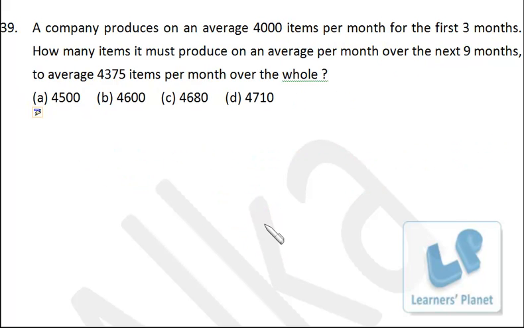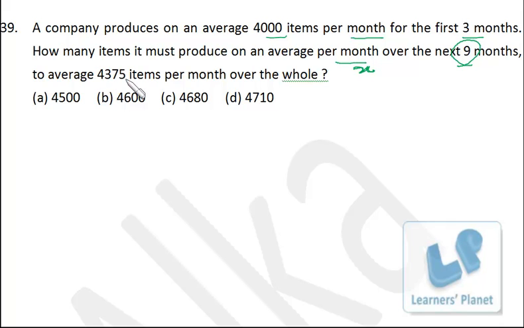Once again, a similar problem. A company produces on an average 4000 items per month for the first 3 months. How many items must it produce on an average per month over the next 9 months to average 4375 items per month over the whole period? What I assume is the average for the next 9 months is x items per month. Now again we go by the deviation method.